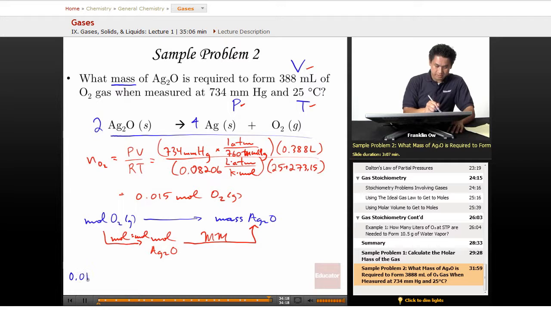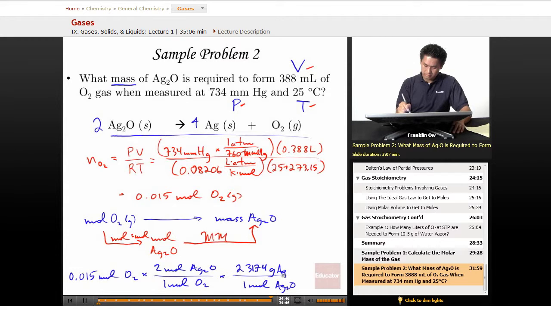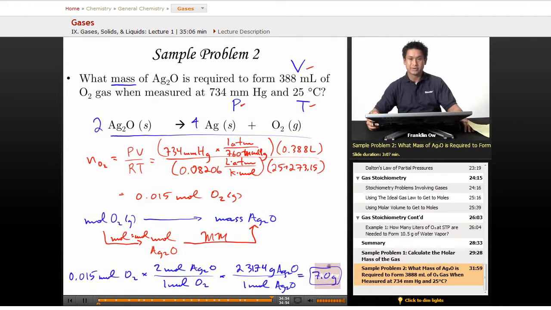So you have 0.015 moles of O2. Okay, the mole to mole ratio is going to be 2 moles of silver(I) oxide for every 1 mole of oxygen gas. And then we're going to go ahead and multiply this by the molar mass of silver(I) oxide to get to grams. So its molar mass is 231.74 grams for every 1 mole of silver(I) oxide. And so we get roughly 7.0 grams, everybody, of silver(I) oxide that are required.